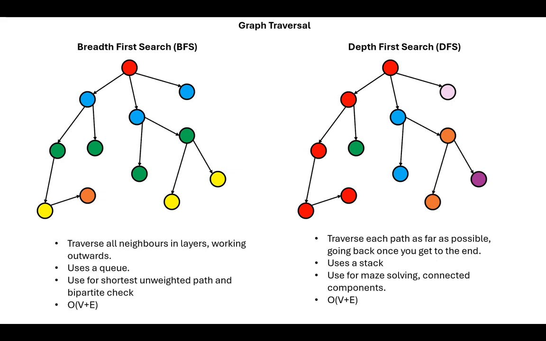So, in summary, breadth first search works by traversing all neighbors in layers working outwards. It uses a queue. We can use it for the shortest unweighted path and for a check of bipartiteness, which I'll cover in my next video. In a depth-first search, we traverse each path as far as possible, going back once you reach the end. Instead of a queue, DFS uses a stack. We can use it for maze solving and connected components, and both algorithms are big O of V plus E.